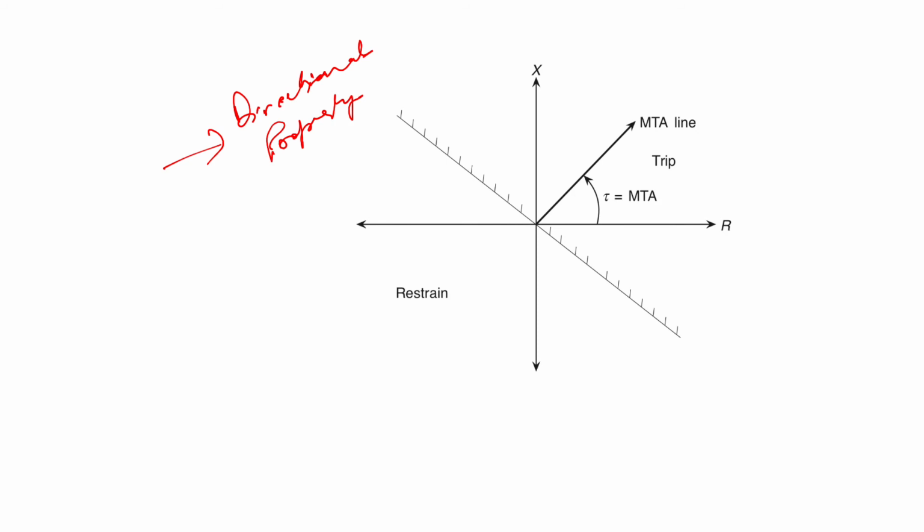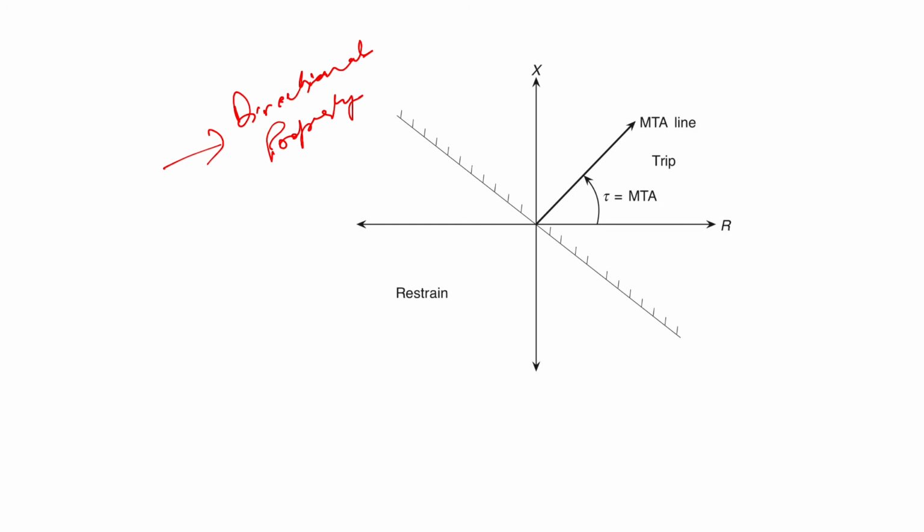Now in this case you will see that this characteristic is actually a straight line at 90 degrees to the MTA line. So the directional relay is a straight line at a right angle to the MTA line, and the straight line can be considered as an infinite circle. A Moore relay is a directional relay with a voltage restraint.